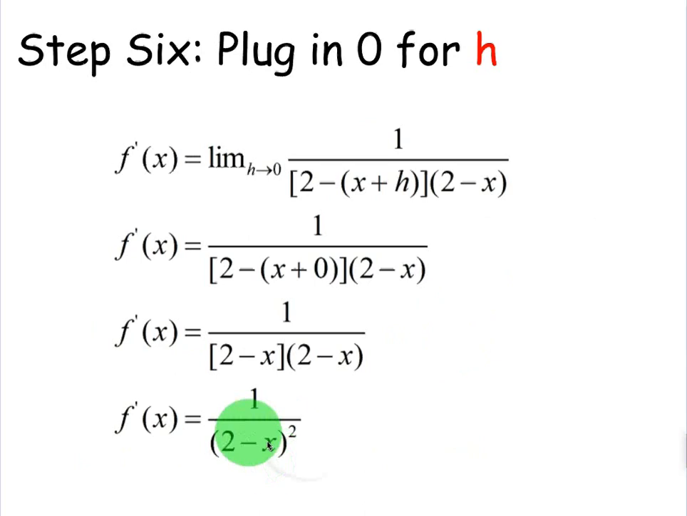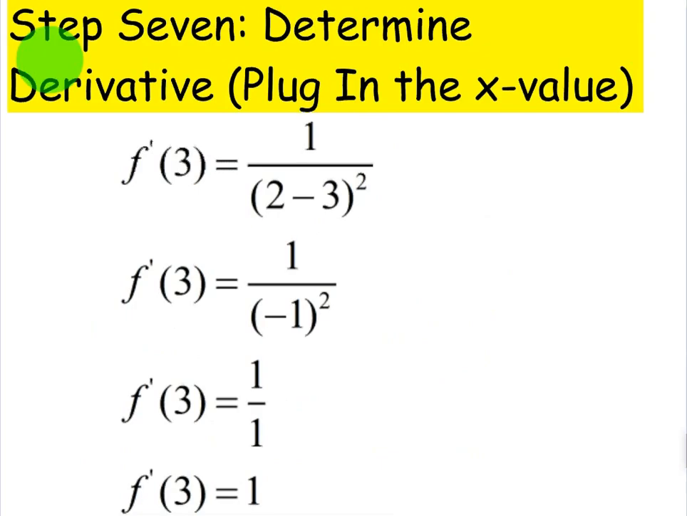Again, if we wanted to figure out what it was at 5, we could just plug in 5 for x, and it would give us the derivative at 5. But we want to figure out what it is at 3, so we plug in 3 for x. 2 minus 3 is -1, but -1 is squared. So guess what? Our derivative f prime of 3 is actually just equal to 1.